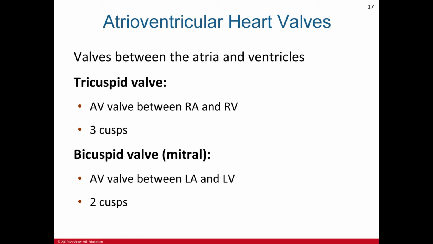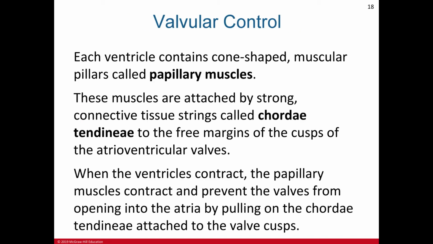The tricuspid valve, the atrioventricular valve that separates the right atrium and the right ventricle, has three cusps, and the atrioventricular valve that separates the left atrium from the left ventricle is called the bicuspid valve, or the mitral valve. It has two cusps. So what is the action of these valves?